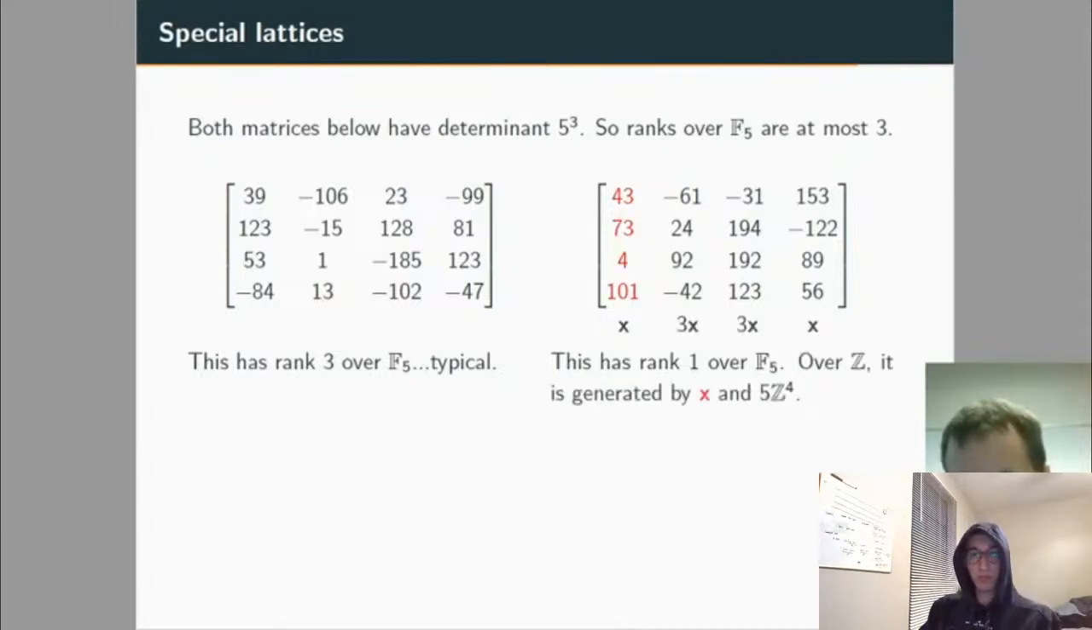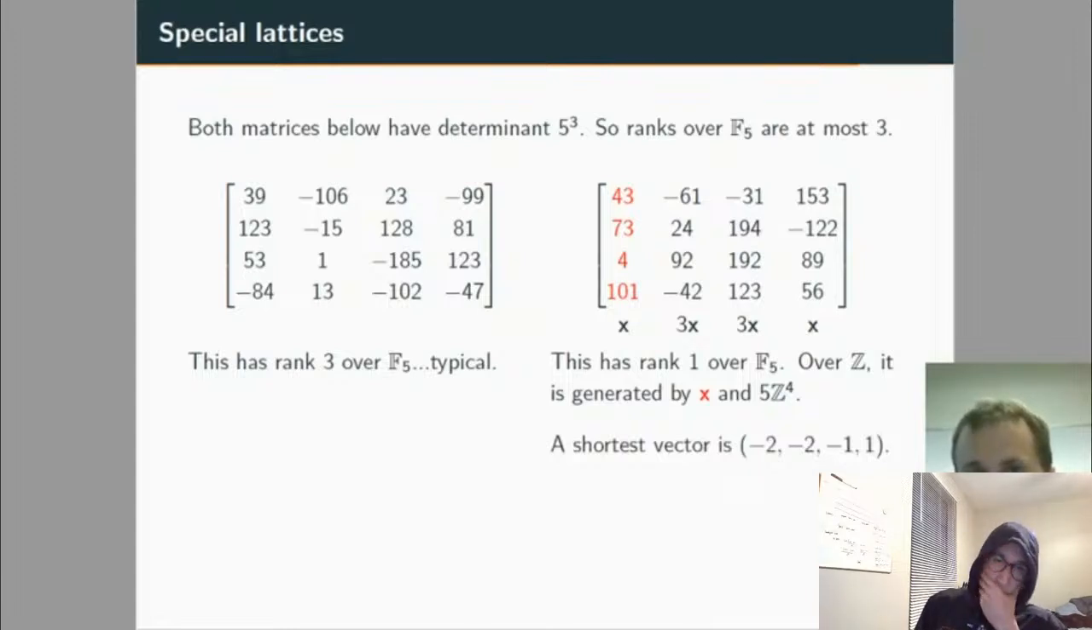So I took the first one and I called that X. Another way of saying that would be over the integers, which is the lattice that we care about. Over the integers, this is generated by X and 5 times the standard ordered basis. So you might recognize that as very similar to a simultaneous approximation problem. In this case, a pretty easy simultaneous approximation problem. You could just reduce X modulo 5 and see that a shortest vector in this case is -2, -2, -1, 1.